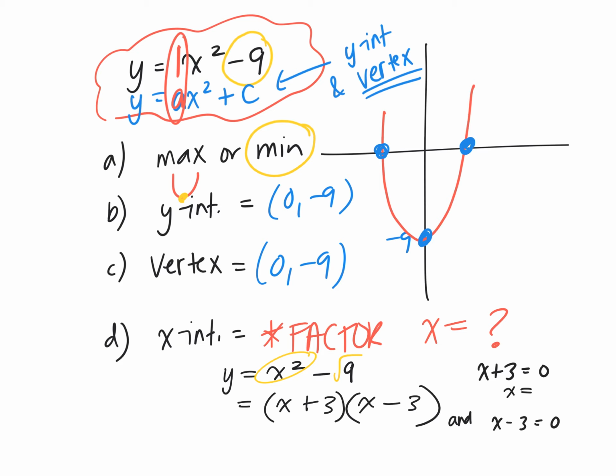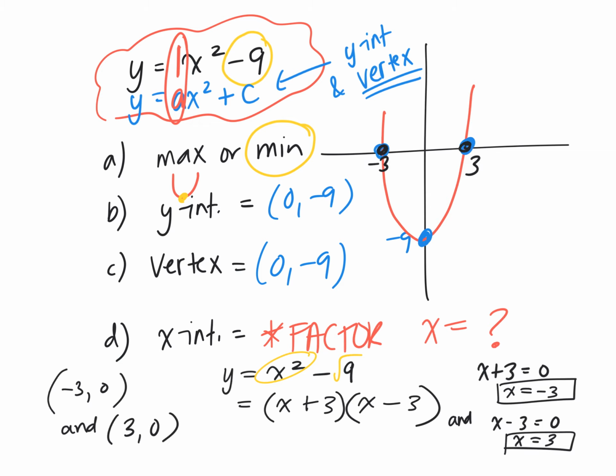If x plus 3 equals 0, what's the first x-intercept? Negative 3. Does that make sense? It's right here. Then if x take away 3 equals 0, what is x equal to? What's the other x-intercept? Positive 3, right here. So the two x-intercepts are negative 3, 0 and positive 3, 0.